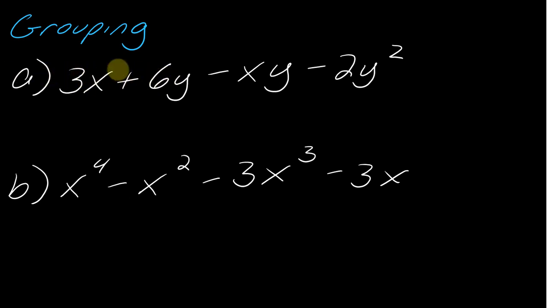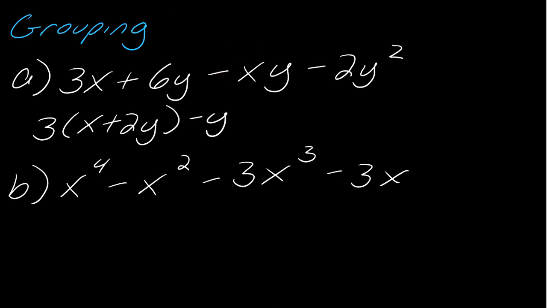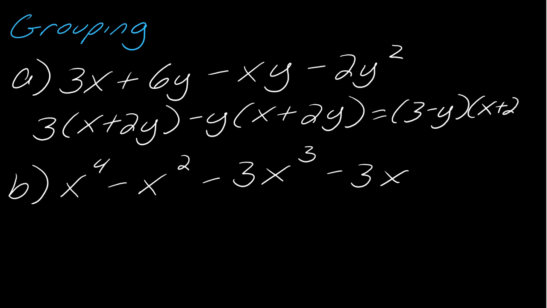Out of the first two terms, what do we have in common? Well, it would be a 3. If I factor out 3, that's going to leave me with x plus 2y. And then out of the second two terms, what do they have in common? They both have a y in common. Notice that these are both negative, so I'm actually going to write this as minus y. And then that's going to be left with x plus 2y. There's what I'm left with. Now notice what's inside the parentheses. It's the same and it's the same. So this will factor as 3 minus y and x plus 2y.